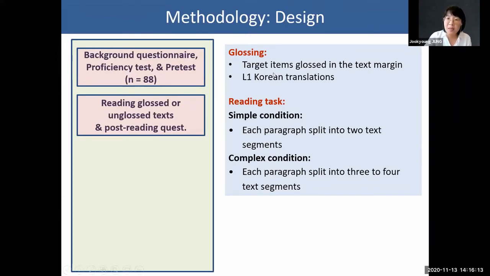And again, the way I conducted glossing and manipulated the reading tasks was largely the same. So the target constructions, in other words, English unaccusative verbs and the 10 pseudo-words, were glossed in the text margin, and the reading tasks were the same. In the simple condition, each paragraph was split into two, and what the participants had to do was determine which comes first between the two. And in the complex version, each paragraph was split into 3 or 4, and they had to reorganize them along a coherent order.